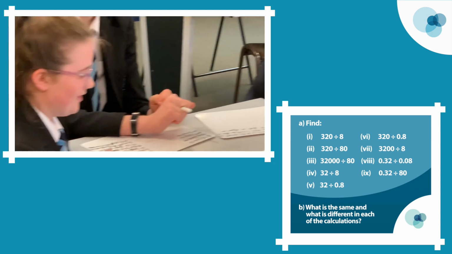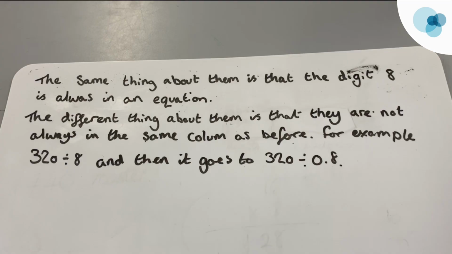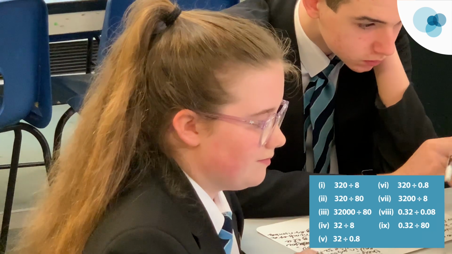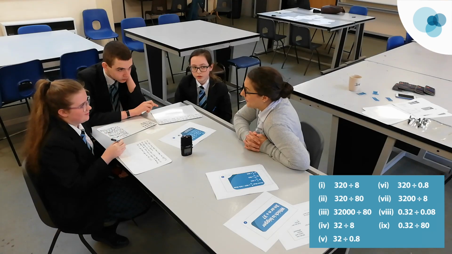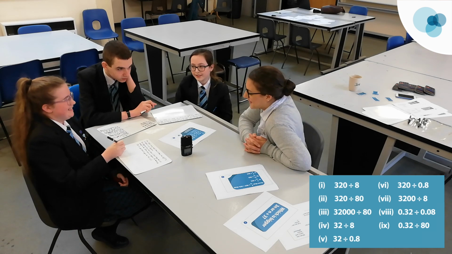Sophia, what did you notice? I put that the same thing about them is that the digit 8 is always in an equation, and the different thing is that they aren't always in the same column as before. For example, 320 divided by 8, and then it goes to 320 divided by 0.8. Thank you. What do you mean by column? Like the digit columns. Like place value columns? Place value columns. Okay, thank you.